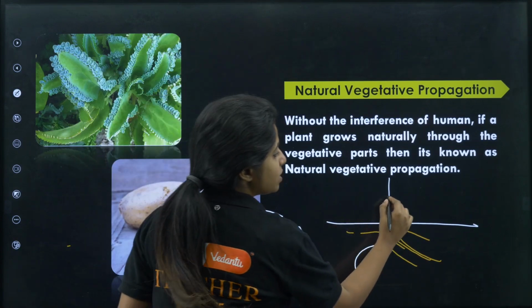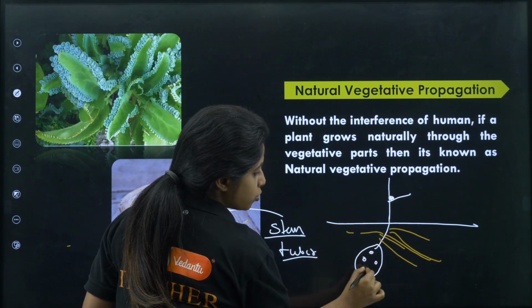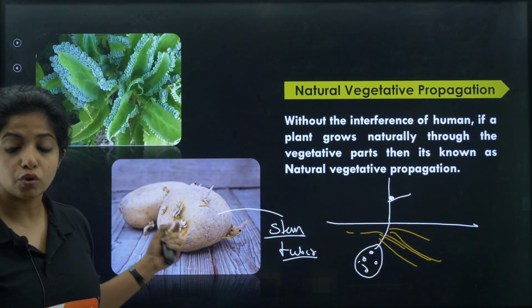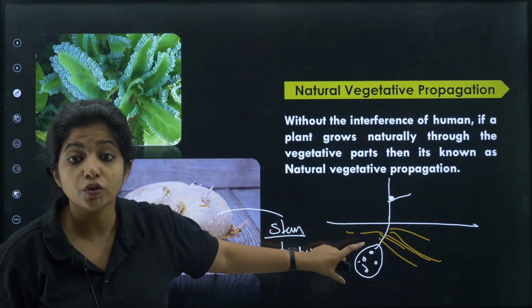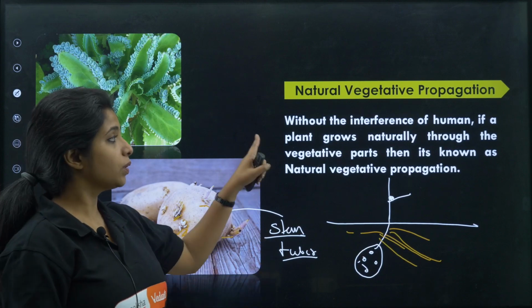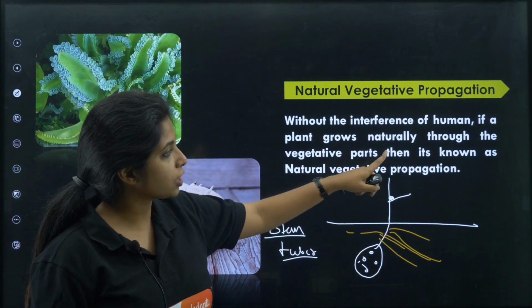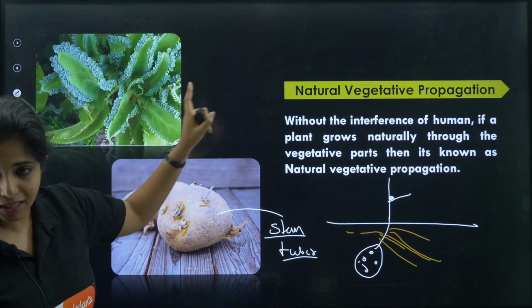And just like how stems have nodes and buds, similarly this stem will also have certain buds which are going to give rise to a whole new organism. So a vegetative part of the plant is going to reproduce with the help of the buds. Get it? Without the interference of a human, if a plant grows naturally through vegetative parts, then it is known as vegetative propagation.